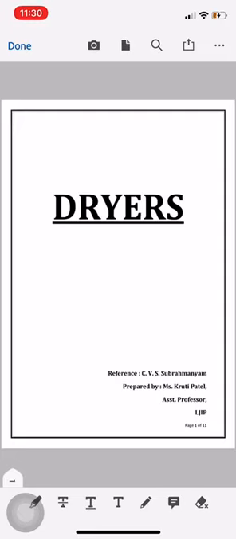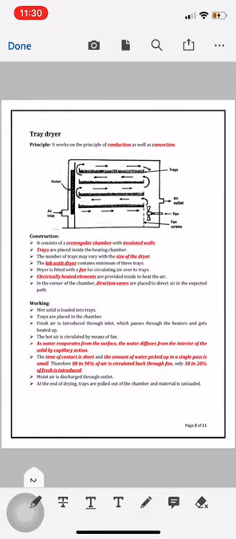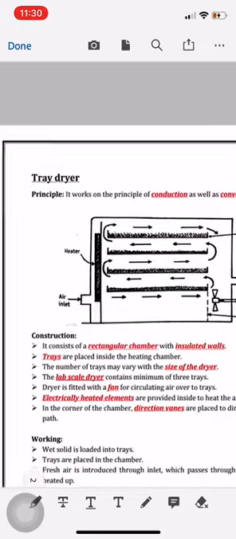In today's lecture, we are going to study about different dryers. Now, I have already told you what do you mean by dryers. Dryers are the equipments which are used for the drying process. Let's start with the first dryer. Our first dryer for today's lecture is tray dryer.